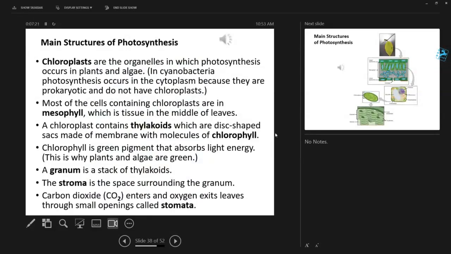Okay, the organelles within plants and algae in which photosynthesis occurs are called chloroplasts. Cyanobacteria, the photosynthetic bacteria, do not have chloroplasts because they're prokaryotic. Prokaryotic cells don't have organelles like chloroplasts, but they have pretty much the same process. It's just not contained in chloroplasts in the cyanobacteria.